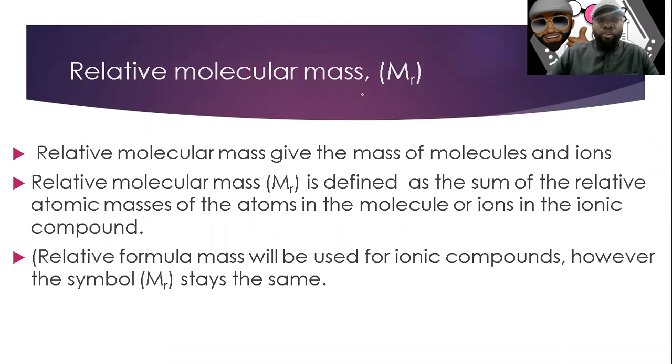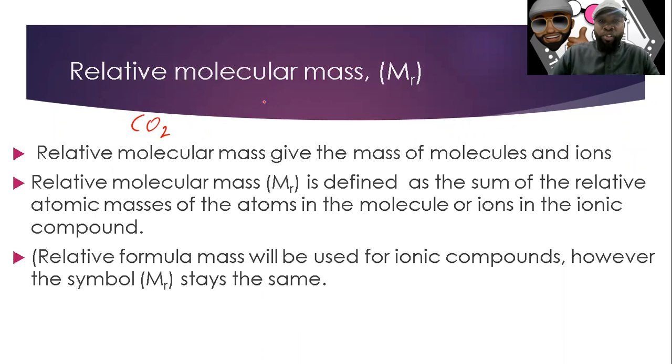Relative molecular mass, on the other hand, is calculated by adding the relative atomic masses of all the atoms present in your formula. If it's a molecular formula, all the atoms present in that molecular compound. If it's an ionic compound, then the sum of all the atoms present in that ionic compound. So for example, if we've got carbon dioxide, to find the relative molecular mass of carbon dioxide, you will add the relative atomic mass for carbon, which you will get from your periodic table.